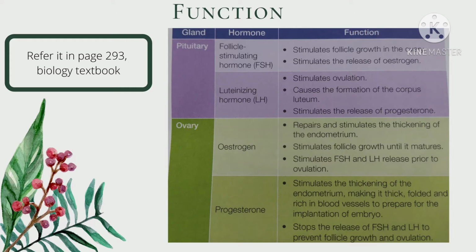Estrogen and progesterone are produced by the ovary. Estrogen repairs and stimulates the thickening of the endometrium, stimulates follicle growth until it matures, and stimulates FSH and LH release prior to ovulation. Progesterone stimulates the thickening of the endometrium, making it thick, folded, and rich in blood vessels to prepare for the implantation of the embryo. It also stops the release of FSH and LH to prevent follicle growth and ovulation.